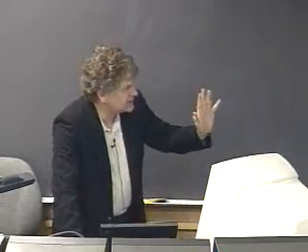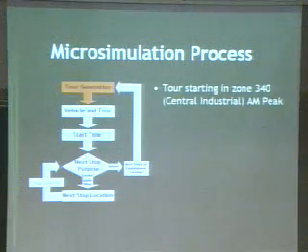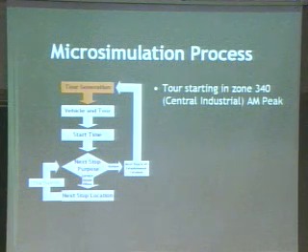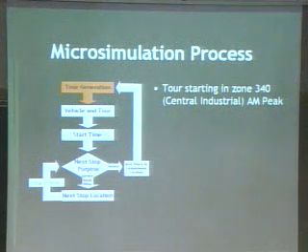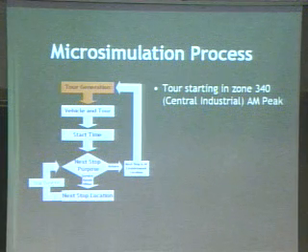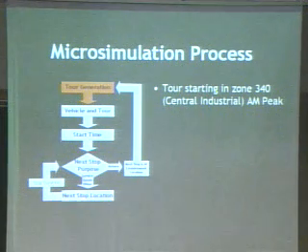All right, so just as an example, this is an actual microsimulation that I took out of the model. This was in zone 340, part of the central industrial area within the city of Calgary, and this is in the AM peak. We identified that a tour would occur. That was all we had from the generation model. We have to fill in all of the attributes, essentially trace what the tour does.